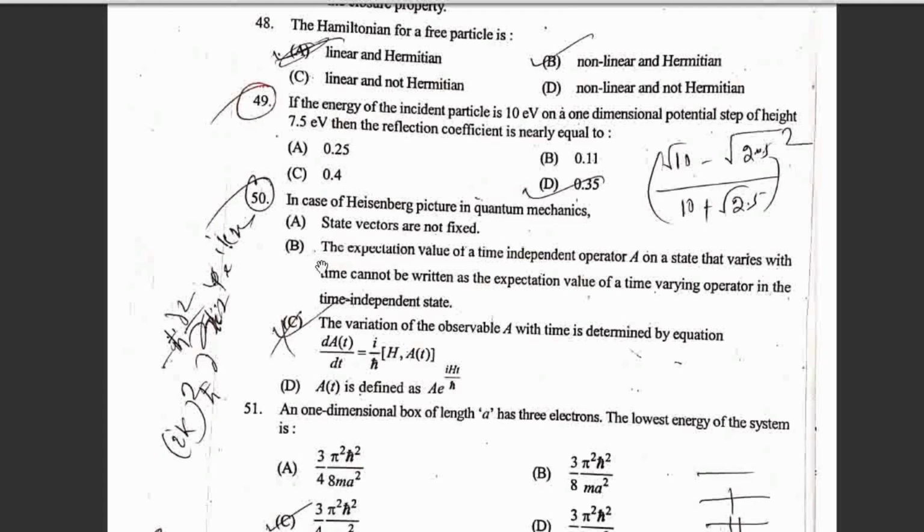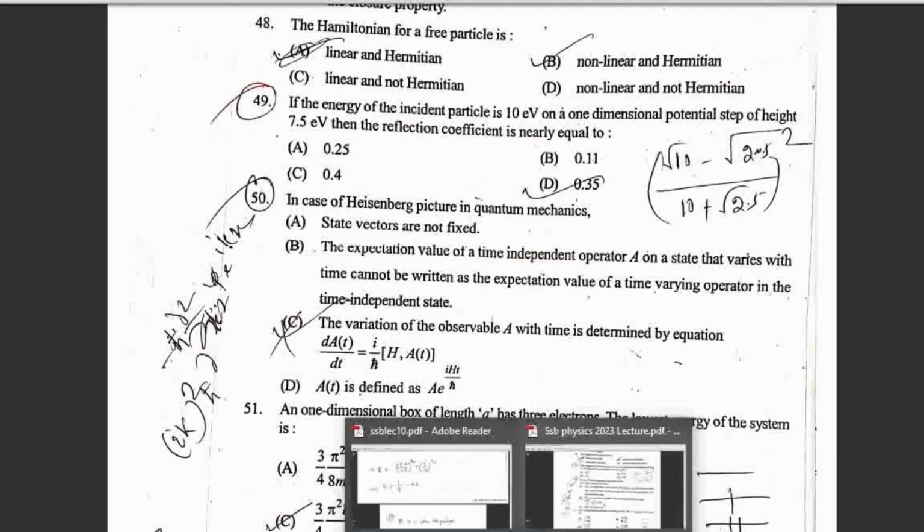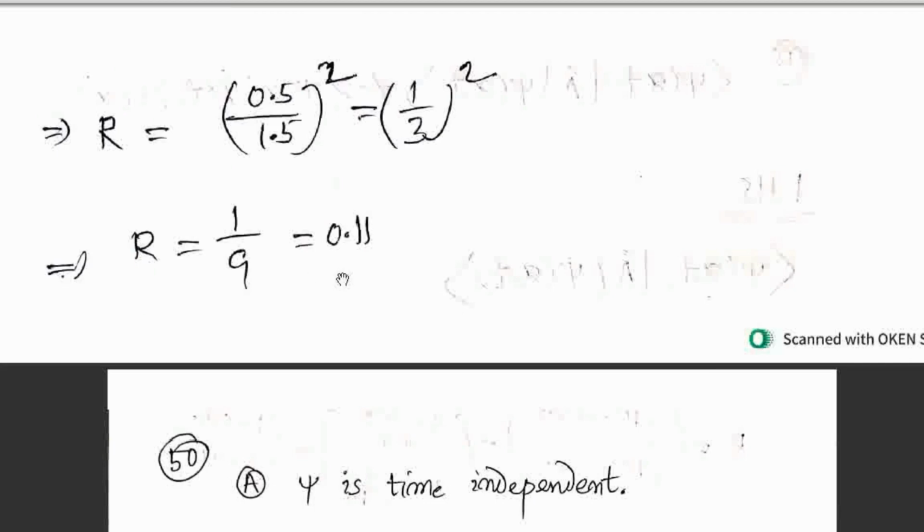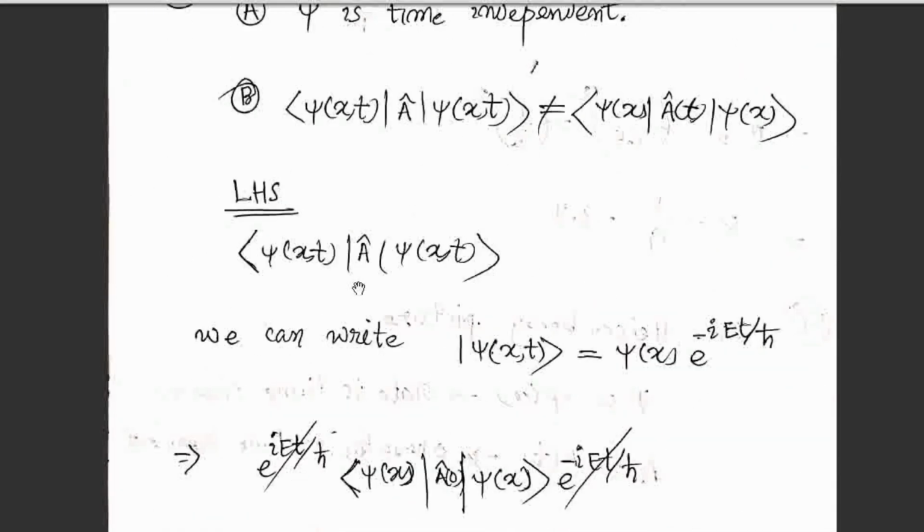Now coming to option B. Option B says the expectation value of a time independent operator on a state that varies with time cannot be written as the expectation value of a time varying operator in the time independent state. To understand this option properly, let's look at it. This means this cannot be equal to this.